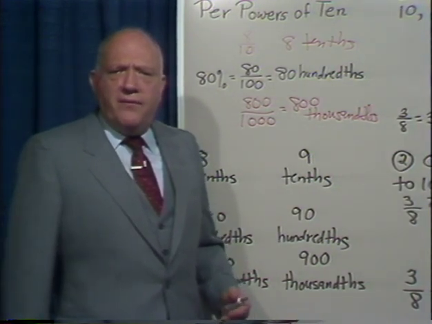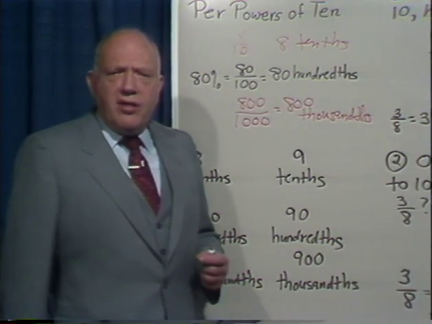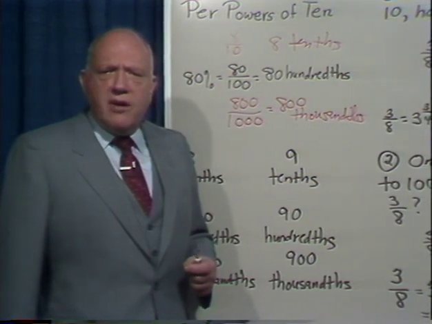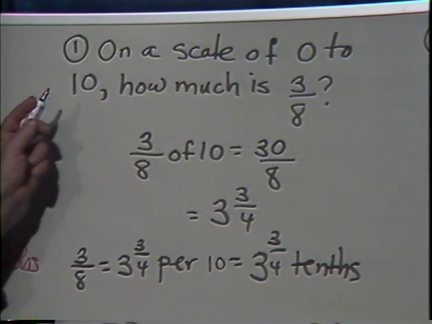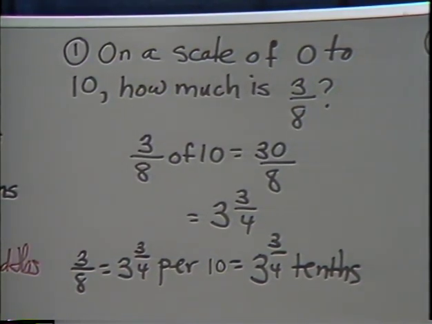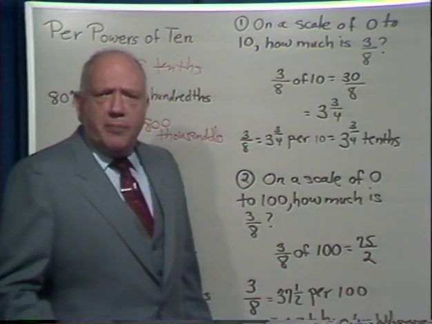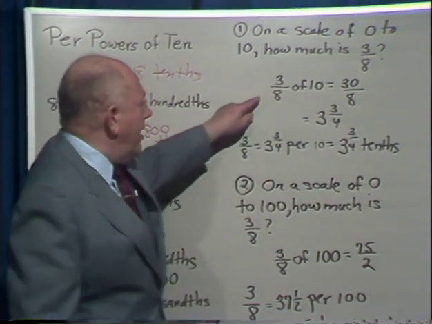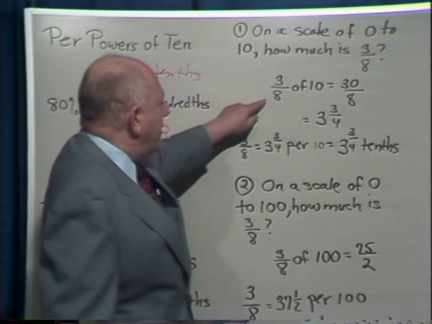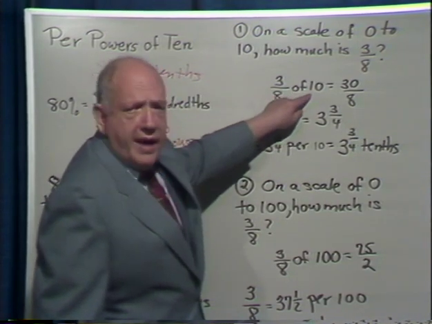Let me run through some fairly simple problems with you, just so you start to get a feeling for what later is going to be called decimals. First problem today says, on a scale of 0 to 10, how much is 3/8? In other words, if you're going to give a person 3 out of 8, how much would you have given that person scaled up to 10? Well, this problem is quite simple in terms of what we've already learned. On a scale of 3 out of every 8, how much would we take out of 10?